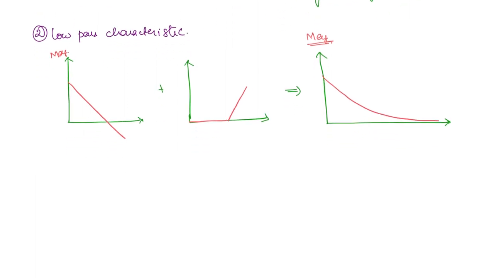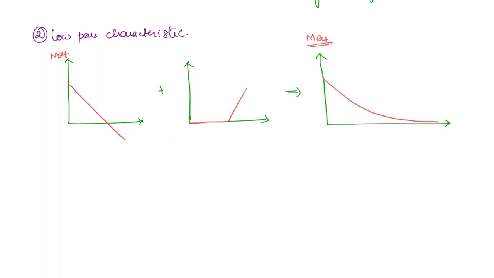Then what about the phase Bode plot? The phase Bode plot is going to be somewhat like this. It starts at minus 90 degrees and increases to 0 degrees. So that means there is a negative phase; it is contributing a negative phase.